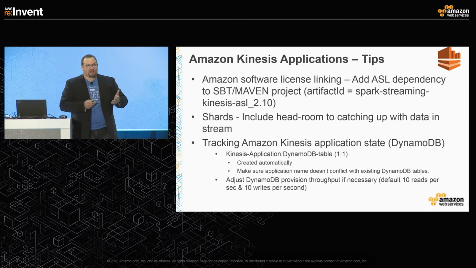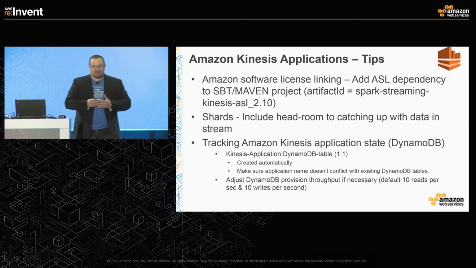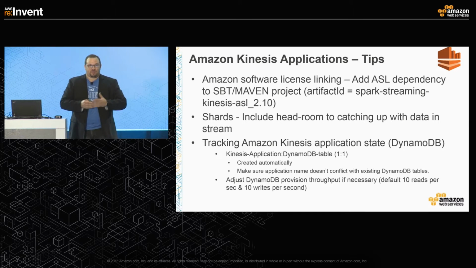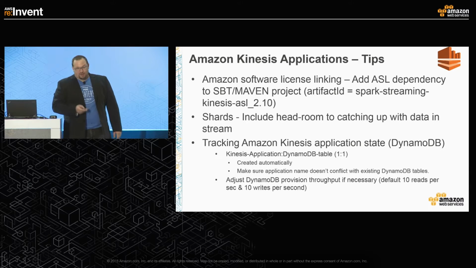And of course, when you use KCL, it uses DynamoDB for checkpointing, so give it a name that is unique to your application, because it's one-to-one: it's your application X, so that's the name of the table. And of course, provision the throughput. The table on DynamoDB is created automatically. It's not something that you need to maintain or create manually.